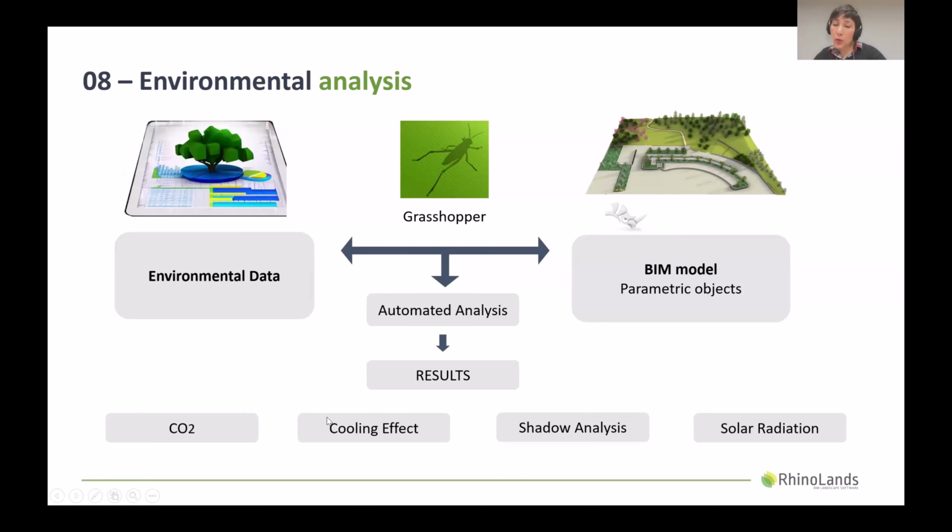We can calculate the cooling effect of plants on the floor, so the impact of shadow on the floor. We can do shadow analysis by applying Grasshopper. For example, we can calculate how much percentage of the floor is covered by the shadow during the daytime and during different hours of the day. Also, we can calculate solar radiations by connecting the program to Ladybug, which is Ladybug tools, which are free access programs through Grasshopper.